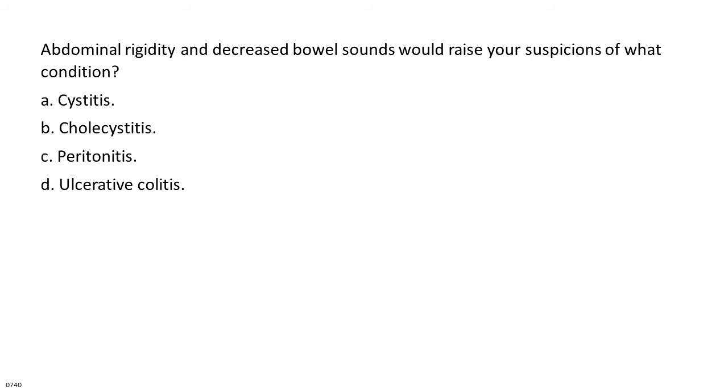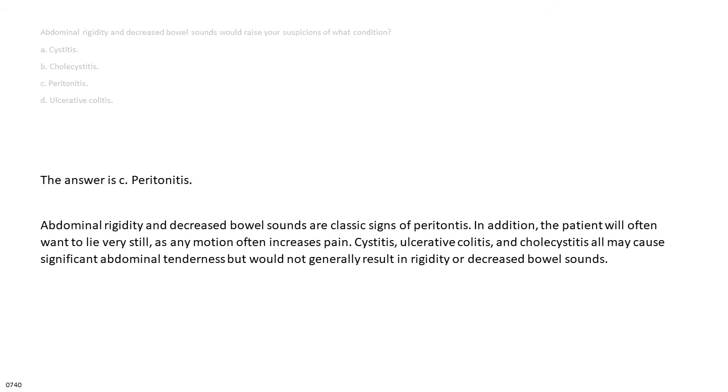Abdominal rigidity and decreased bowel sounds would raise your suspicions of what condition? A. Cystitis. B. Cholecystitis. C. Peritonitis. D. Ulcerative colitis. The answer is C. Peritonitis.